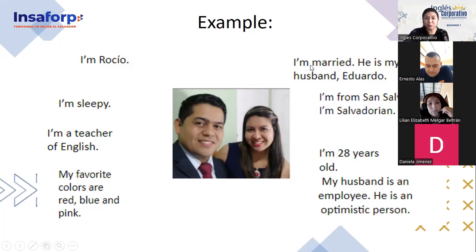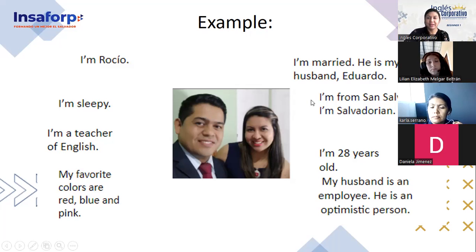My marital status. Mi estado civil. I'm married. He in the picture, he is my husband, Eduardo. His name is Eduardo. I'm from San Salvador. I'm Salvadorian. My nationality and my city. I'm 28 years old, but I'm not 28 anymore. I'm 29. When this is the ejemplo, I was 28, but now I'm 29 years old. My husband is an employee. He is an optimistic person.